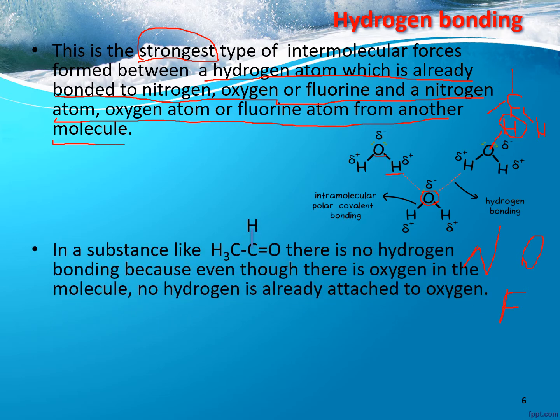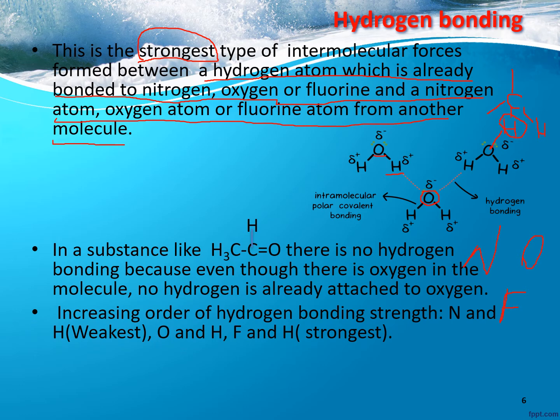Let's have another example here. In a substance like CH3CHO, an organic compound, there is no hydrogen bonding even if we have hydrogen and oxygen. Why can't we have hydrogen bonding in this compound? It is because none of the hydrogen atoms we have here is already connected to this oxygen, so we don't have any hydrogen which can be involved in hydrogen bonding formation.